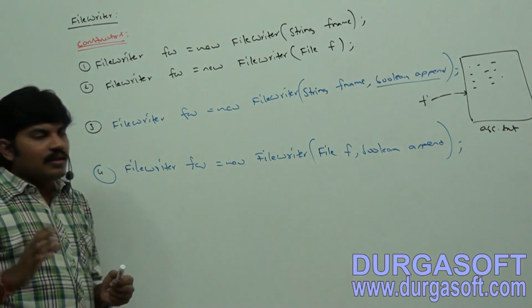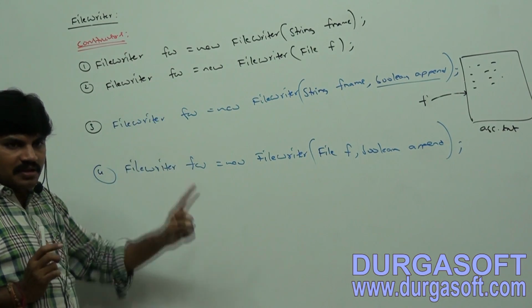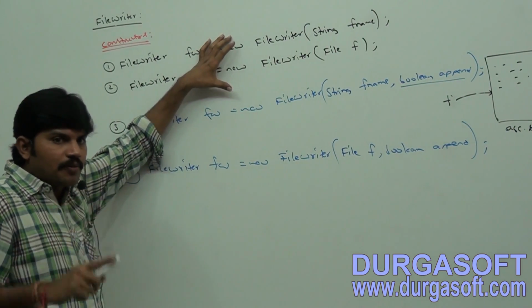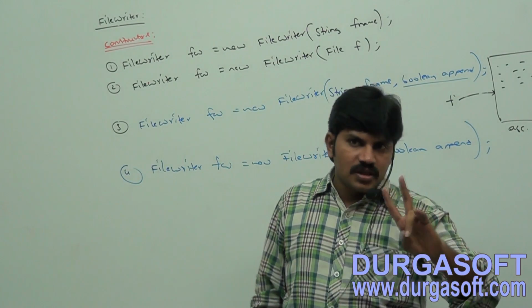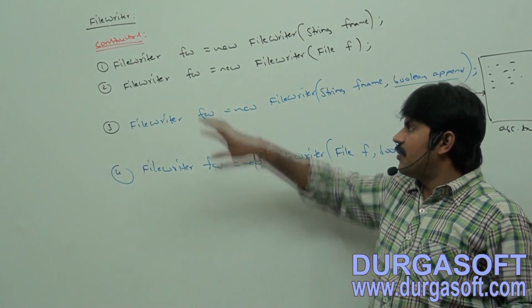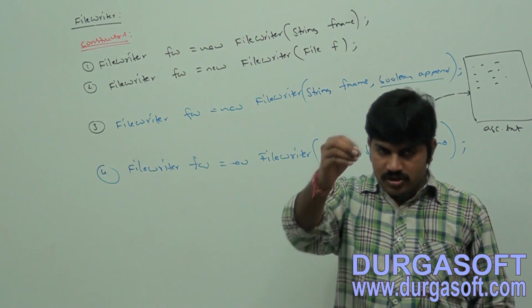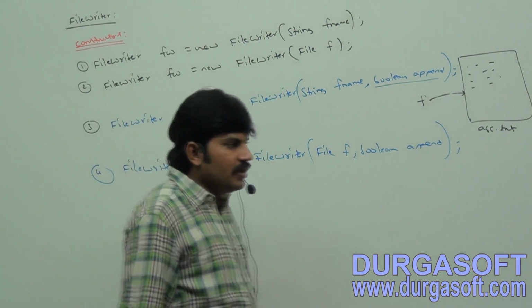So in total, how many constructors are there? Four constructors to create a FileWriter object. The first two constructors are meant for the override operation, and these two constructors are meant for the append operation, right? Is it clear for all of you?